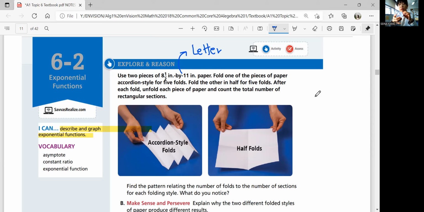So what do you notice about these two different types of folding? This is the half folding style, and this is the accordion folding style. How many more pieces do we have for each fold? The half folds will increase a lot faster. Why?